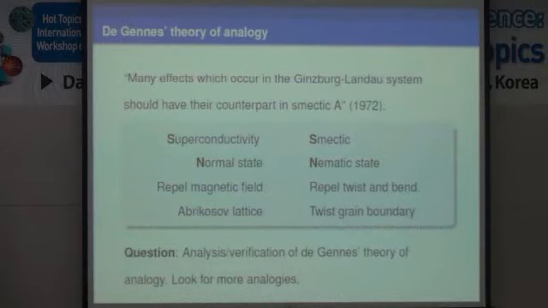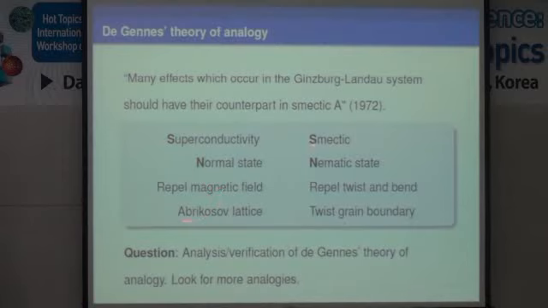De Gennes observes the similarity between superconductivity and liquid crystals. He said that many effects which occur in the Ginzburg-Landau system should have their counterpart in Smectic A. I guess this is part of the work for which he won the Nobel Prize. When you look at superconductivity, you have a normal state, and the superconductor repels the magnetic field, and you have the Abrikosov lattice.